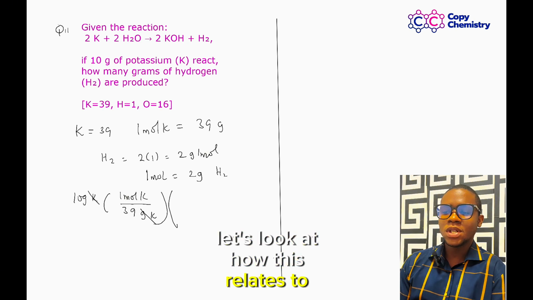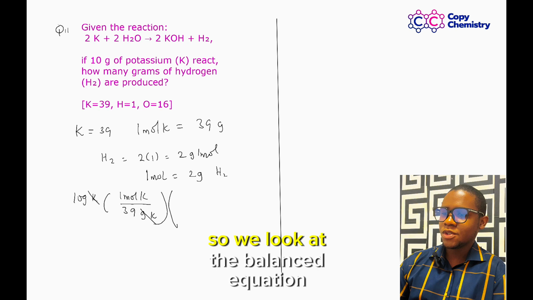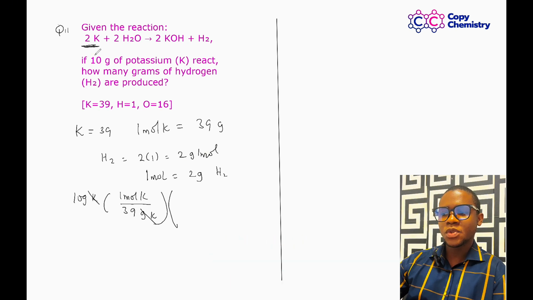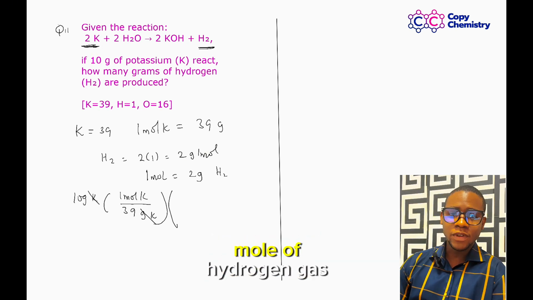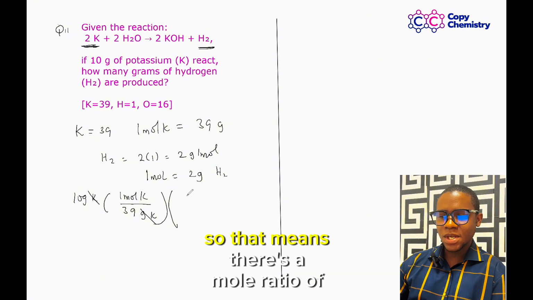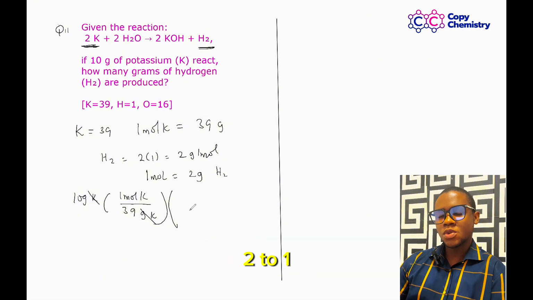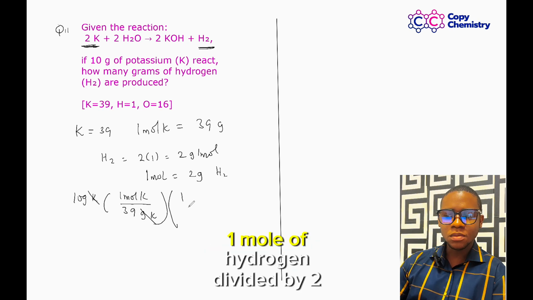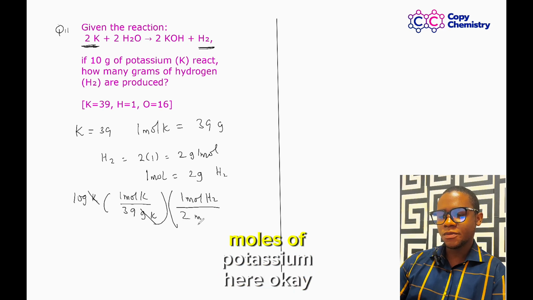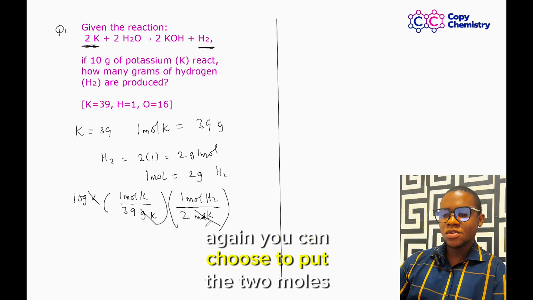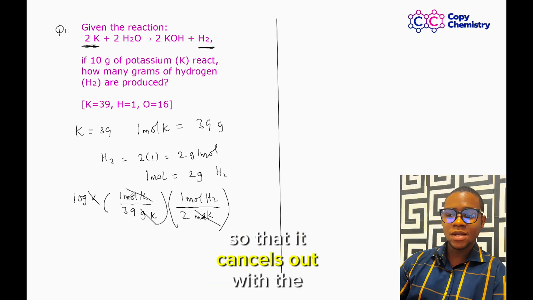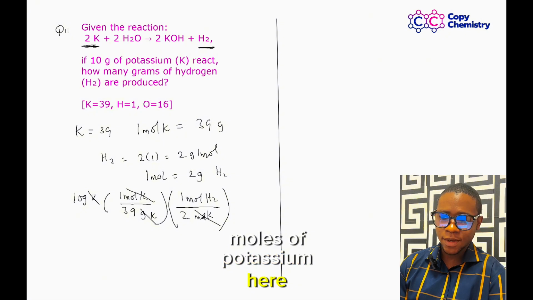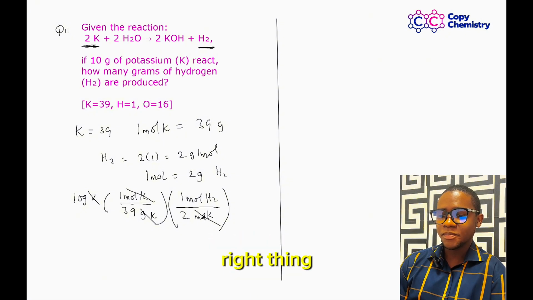Let's look at how this relates to the moles of hydrogen gas. So we look at the balanced equation. 2 moles of potassium gives you 1 mole of hydrogen gas, so that means there's a mole ratio of 2 to 1, which you can write as 1 mole of hydrogen divided by 2 moles of potassium. Okay, again, you can choose to put the 2 moles down so that it cancels out with the moles of potassium here, and then you know you're doing the right thing.